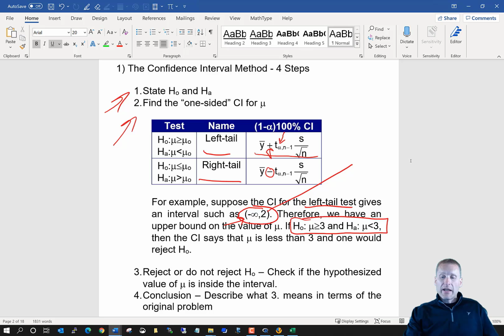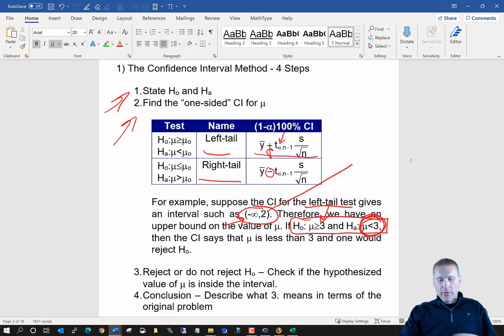So in that particular case, then, we would reject H0 because notice HA is mu is less than 3. So similar to what we did before for the traditional confidence interval, which would be called a two-sided confidence interval, we check to see if the hypothesized value was inside the interval. If it's not, you reject. If it is, you don't reject. Same thing happens here. We just have a little bit of a different looking kind of interval.